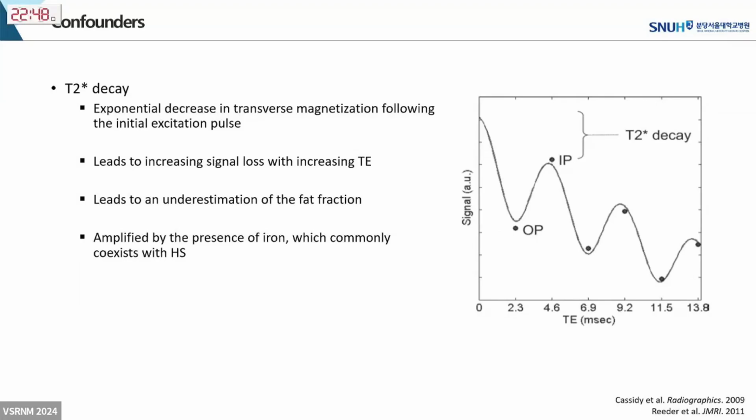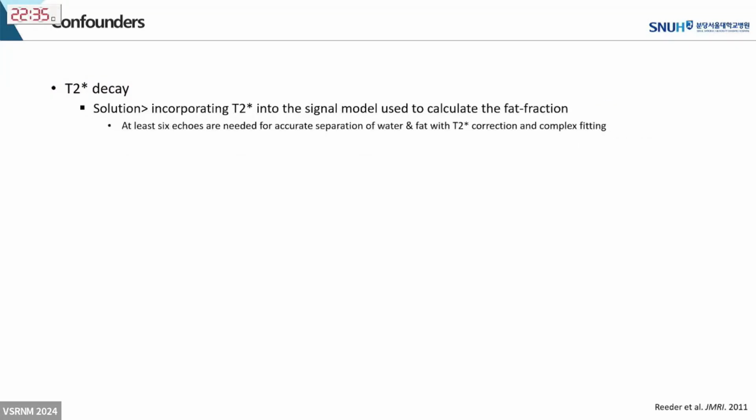Since the in-phase signal is usually received after the opposed phase, the signal in the in-phase will be relatively smaller, leading to underestimation of fat fraction. T2 star decay effects are minimized by incorporating T2 star into the signal model. To complete the T2 star decay correction, additional echoes are needed.